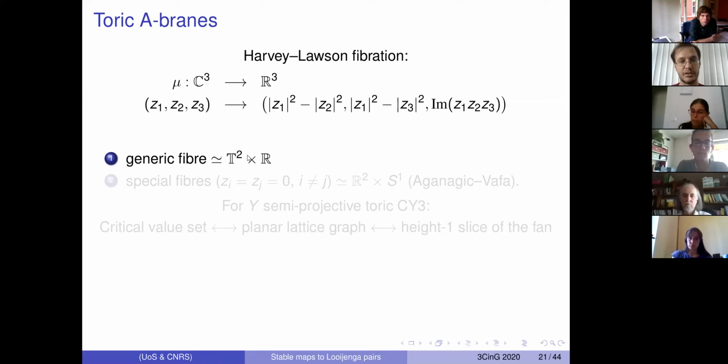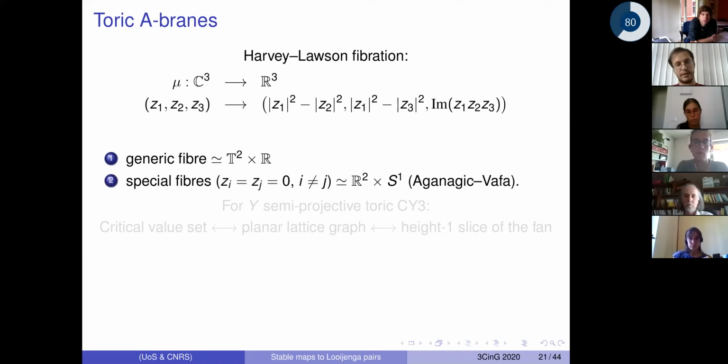And taking the quotient by this action leaves a real line parametrized by the real part of z1 z2 z3. So that's what happens for the generic fiber, but there are special fibers given by two of the affine coordinates coinciding and being equal to 0, where one of the circles in this T^2 times R fibration shrinks to 0 size, giving two copies actually of an R^2 times S^1. And I will be considering specifically the special Lagrangian submanifolds of C^3 which were considered by Aganagic and Vafa in the beginning.